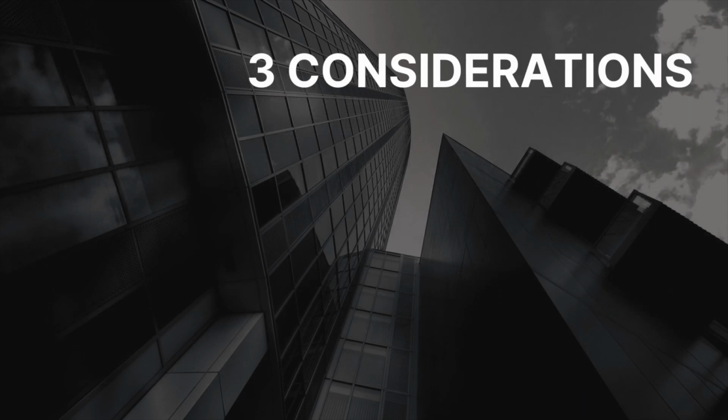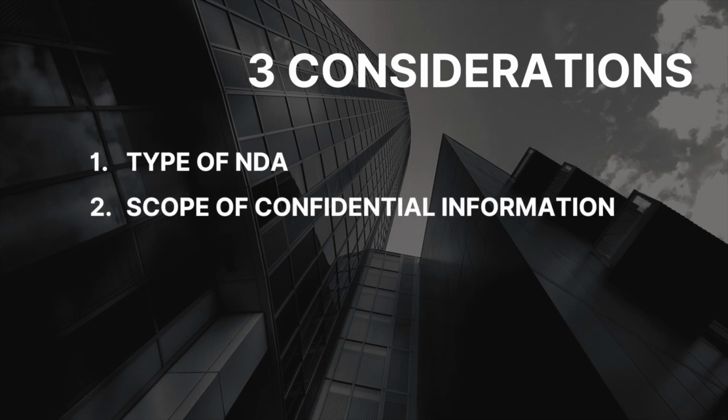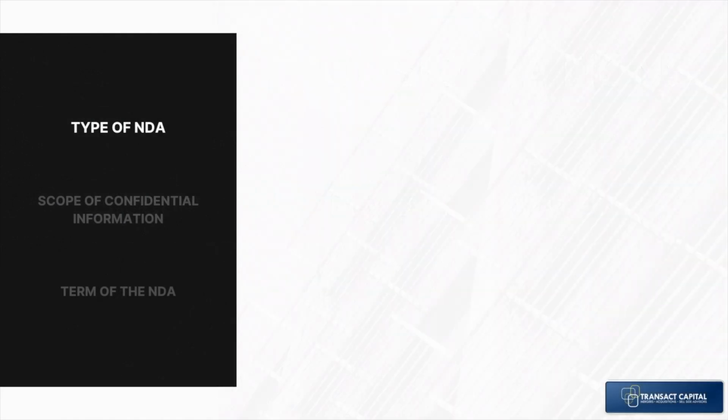When it comes to your NDA, there will be 3 items to consider. These are the type of NDA, the scope of the confidential information being protected, and the term of the NDA. There are 2 types of NDAs, one-way and mutual.